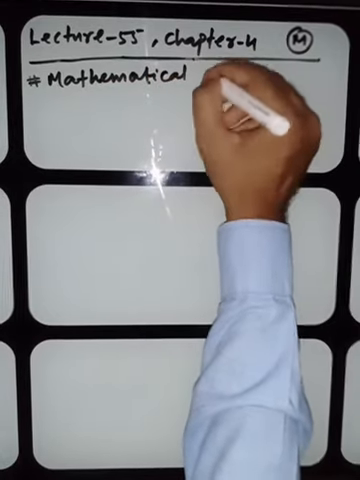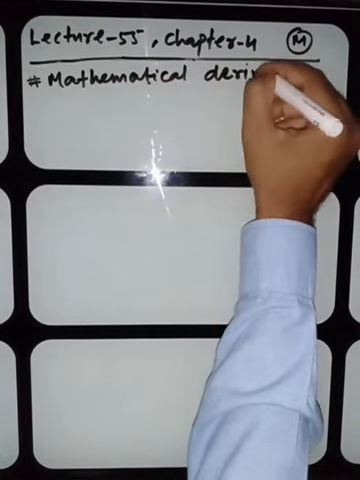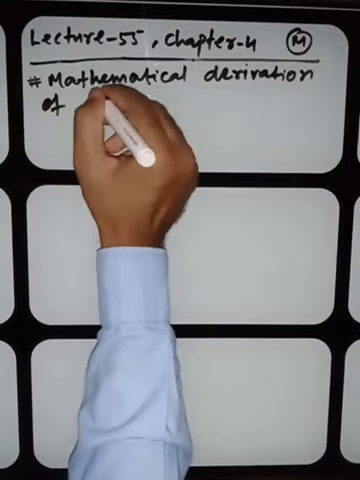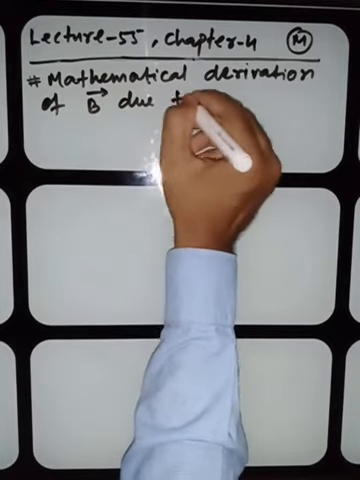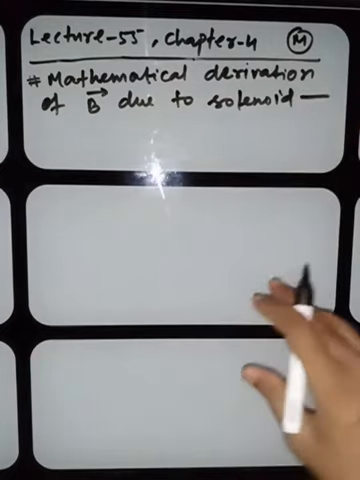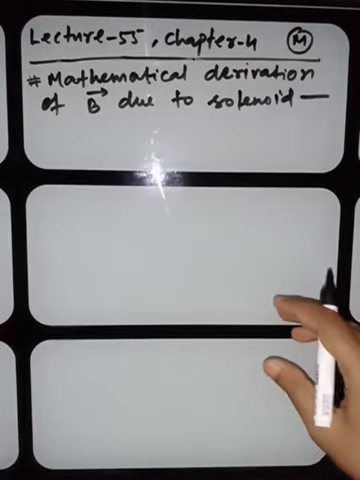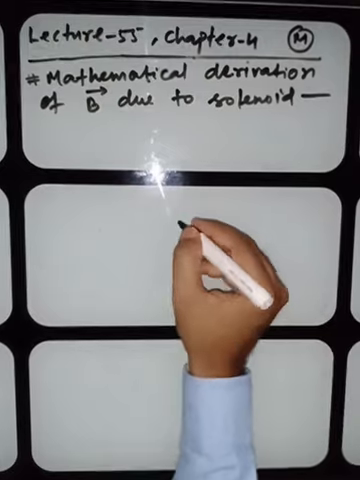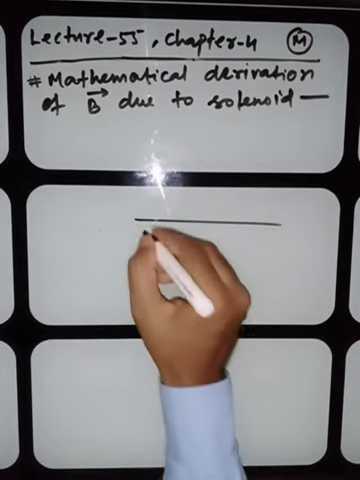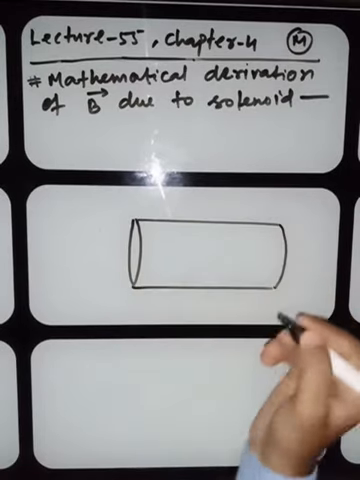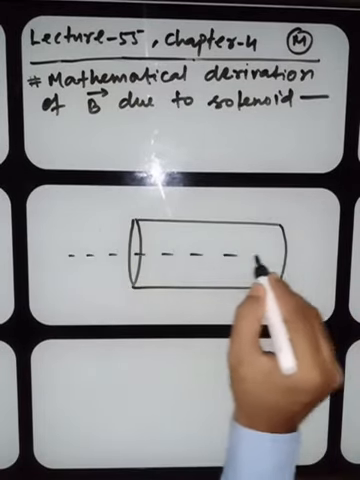Mathematical derivation of magnetic field due to solenoid. Okay, my dear students, we are going to find the magnetic field due to a solenoid. Let us consider this is a solenoid, and this is the axis of the solenoid.